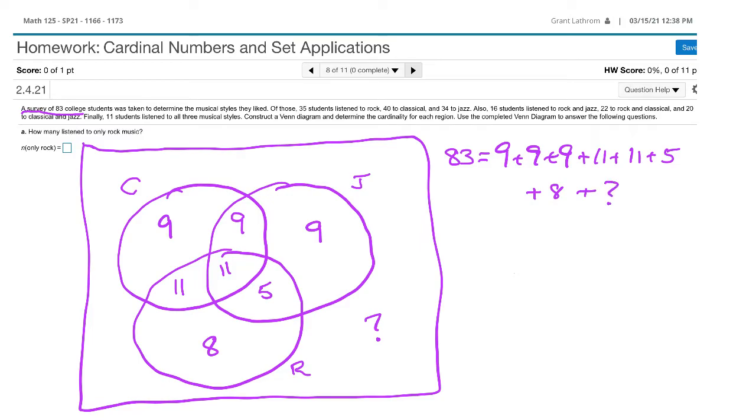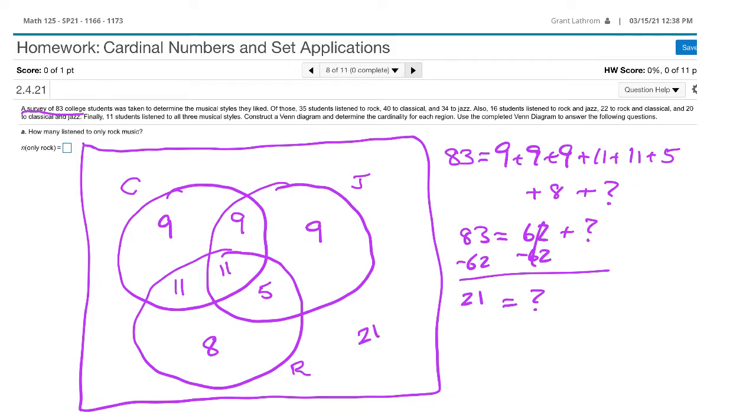And so what this gives us, again, is another equation. So I believe this gives us 83 is equal to 62 plus the unknown amount. Well, again, subtracting 62 from both sides, what we then have is the amount remaining in the very outside of all three circles gives us 21 students. And so out here in this outside region, we have 21 students.